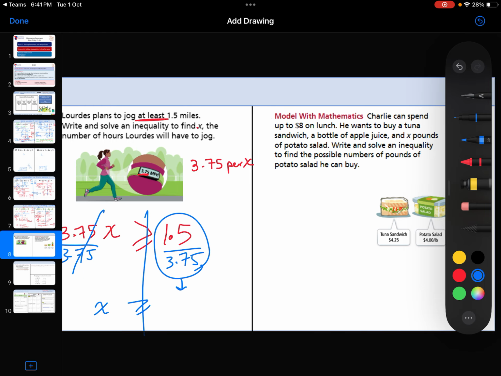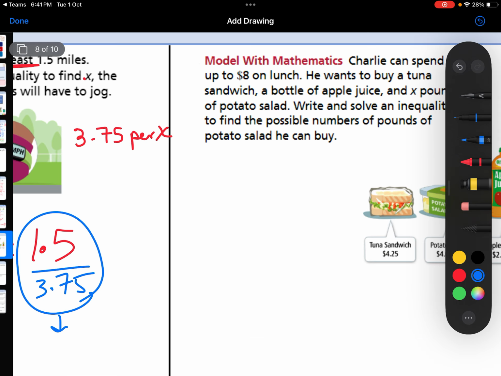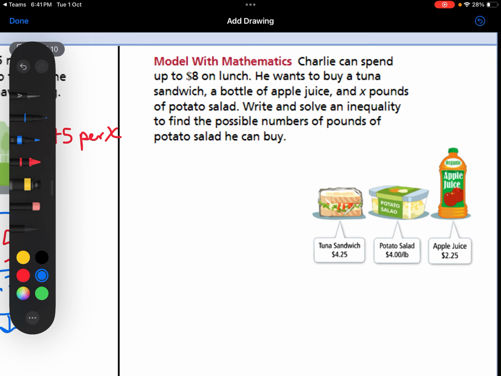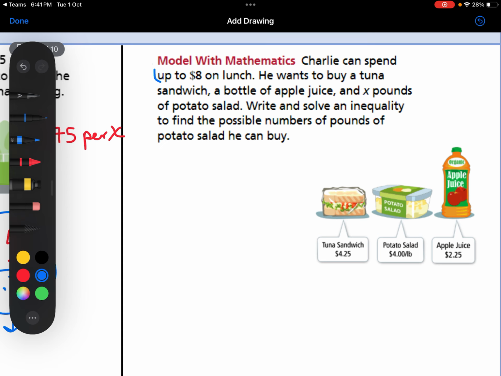Okay, that's it. Here we have another word problem. They're saying here that Charlie can spend up to $8 on lunch. Up to $8, meaning maximum $8. And the maximum keyword means he can spend the $8 or less. So it should be less than or equal to $8. He wants to buy a tuna sandwich. What's the price of the tuna sandwich? 4.25. So yes, he's going to buy 4.25.